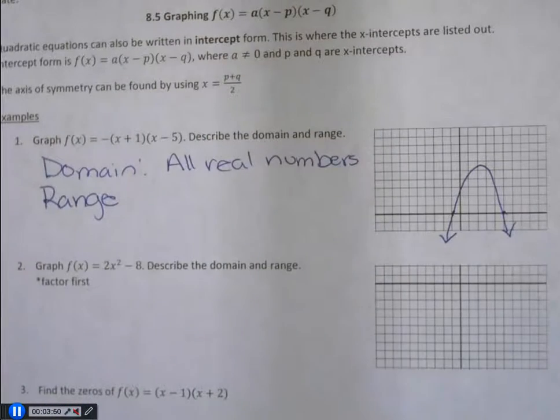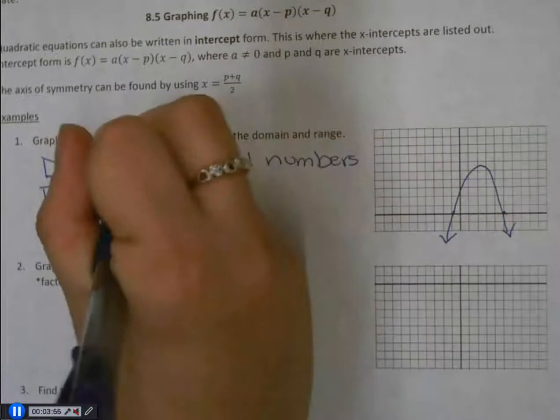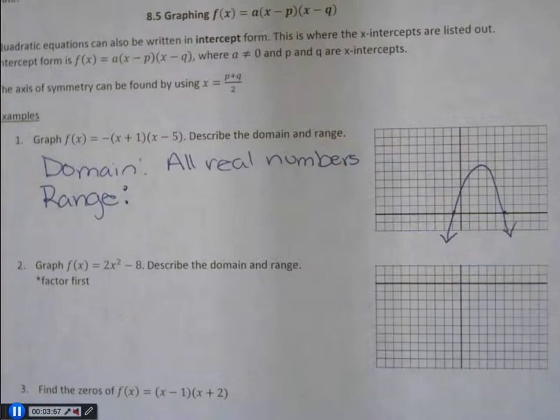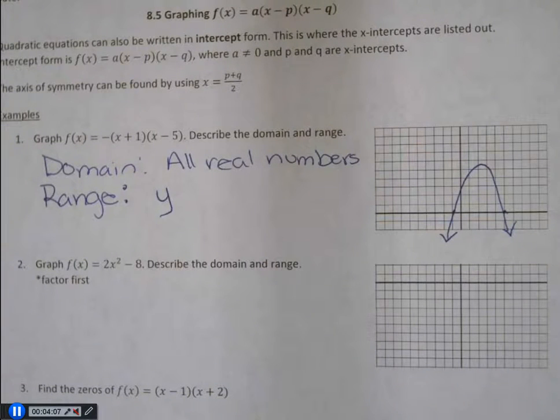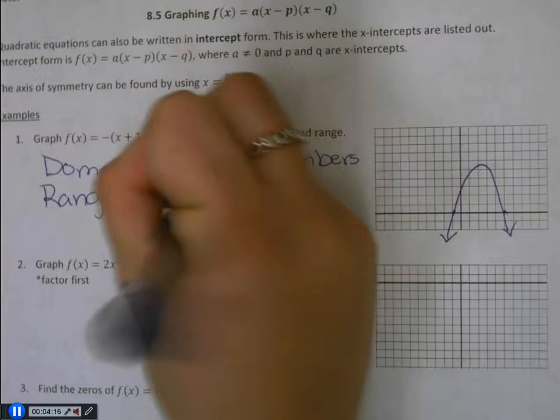And my range? So, remember, range is the letter Y, so I'm going to write Y. Is it going up or down? Down. So it should be greater than or less than? Less than or equal to, because it's going to be the top number.